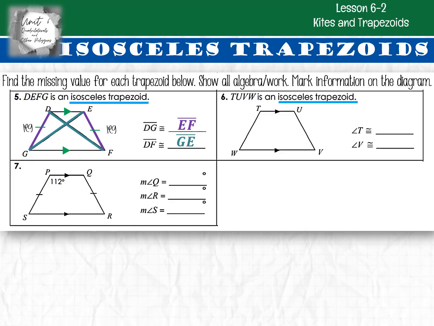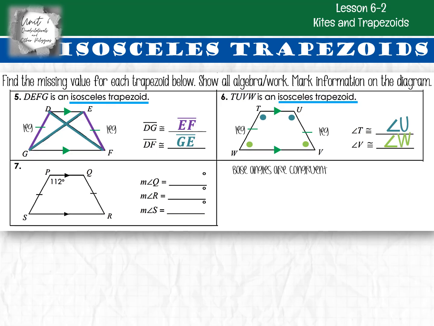TUVW is an isosceles trapezoid again. Those sides are parallel. Angle T is congruent to angle U. Base angles are congruent, so I just marked them with a dot. That's angle U, a pair of base angles. And angle V would be congruent with angle W.